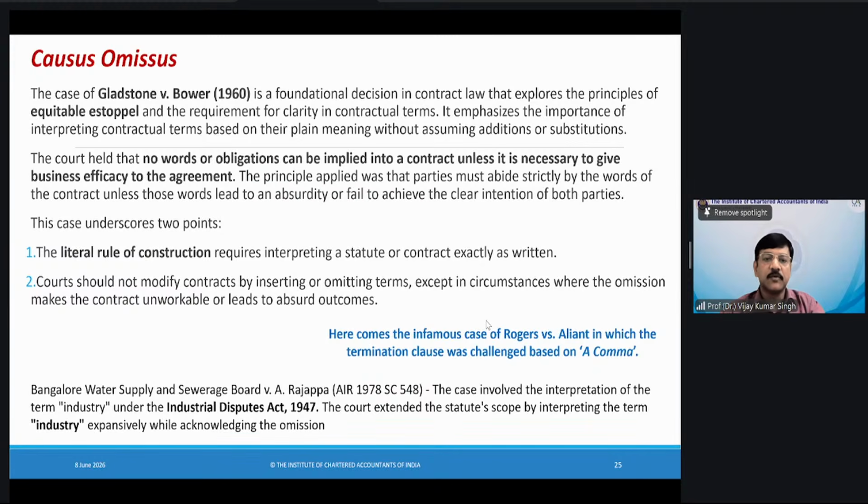Omission means left out or left. That is what is called omission. Bhul jana, chhoot jana. That is called omission. Like you are having a duty to do something and you don't do it. That is called omission.